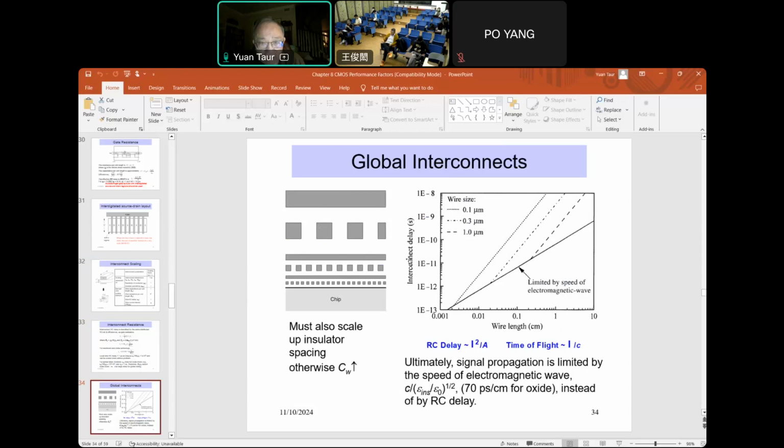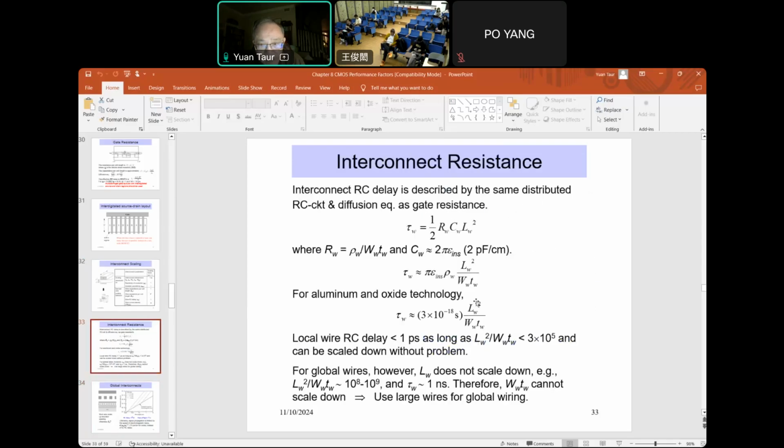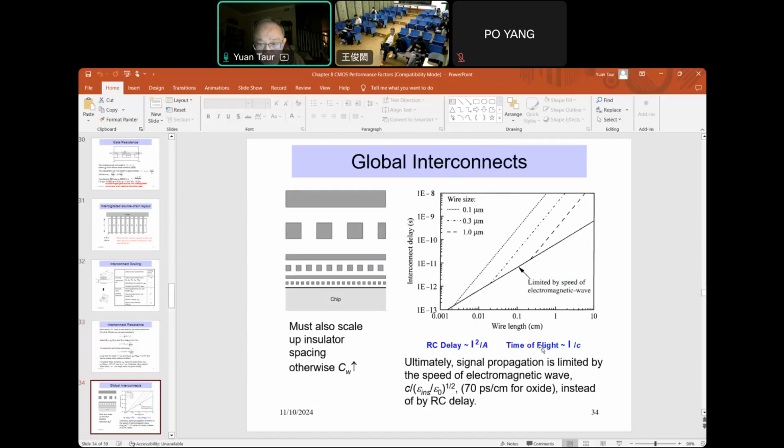And notice that the RC delay, as we just estimated, goes as length squared. But the time of flight, due to speed of light, is linear. Okay, so depending on the length of the wire, there's no need to use very large wire if the wire is limited by the EM wave or speed of light. Then it becomes independent of wire size.